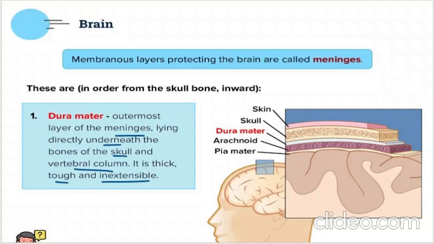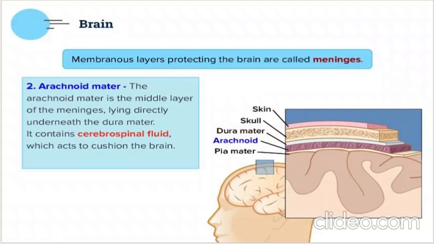After the dura mater, we have the arachnoid mater, the middle layer of the meninges. It lies directly under the dura mater, and it contains a fluid known as cerebrospinal fluid, which acts as a cushion to the brain so that it can be nicely protected. This fluid is present in the arachnoid mater.